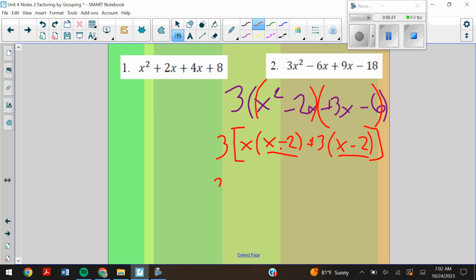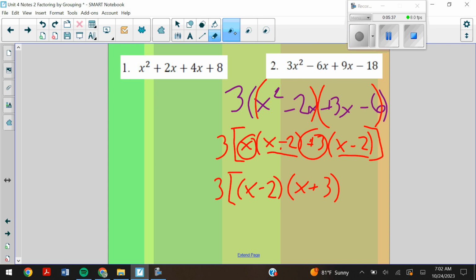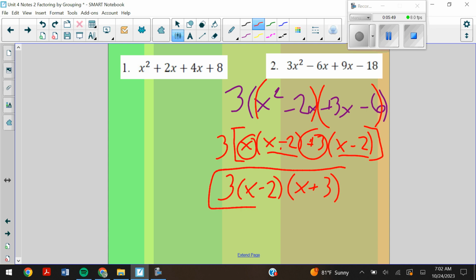All right, so I'm going to put 3 in my brace. I'm going to write my first parentheses, x minus 2. And then I write my leftovers into my extra set of parentheses, x plus 3. And in fact, I can go through and delete this brace here, and I can move that 3 right next to the problem. So this is my solution: 3 times x minus 2 times x plus 3.